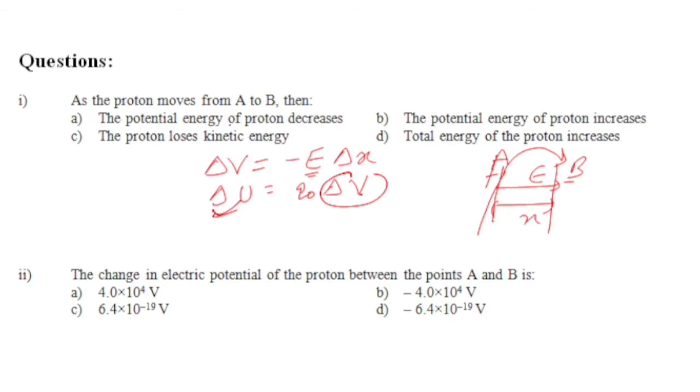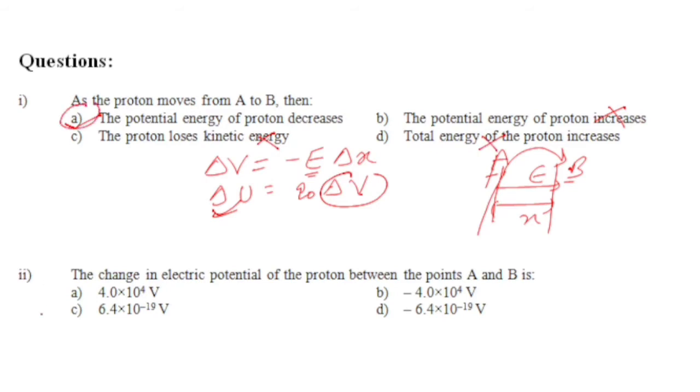First one is the potential energy of proton decreases. Yes, potential energy decreases in the direction of electric field. Electron moves from A to B, it means in the direction of electric field, so potential energy decreases. Second option, potential increases? No, this option is wrong. The proton loses kinetic energy? No. The total energy of the proton increases? No. So, this first option is correct.